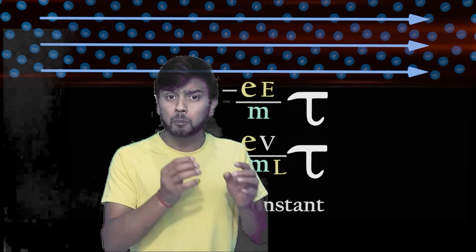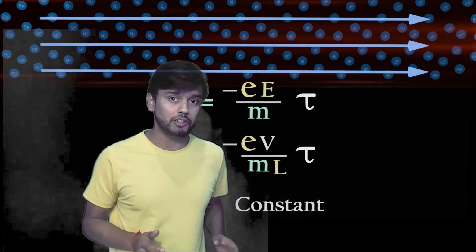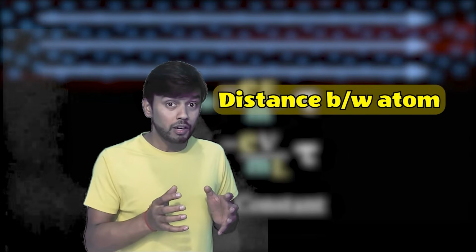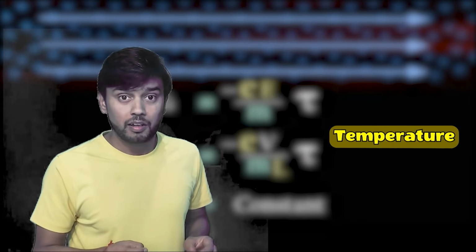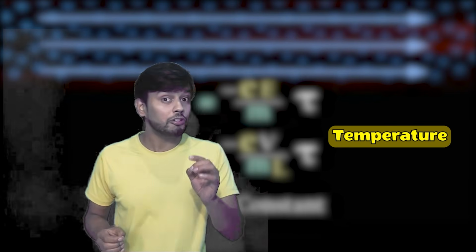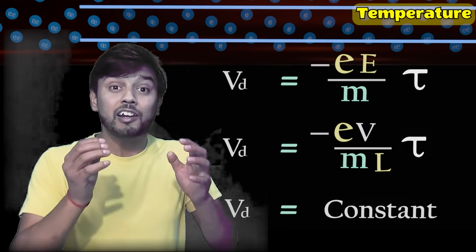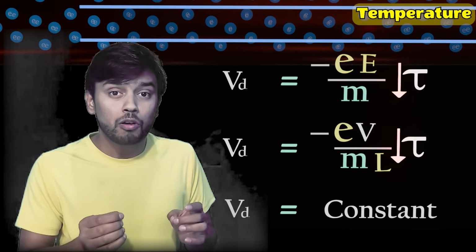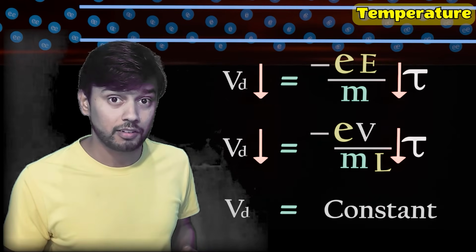Notice how tau appears in both forms of the equation. It is a crucial factor that determines drift velocity. It depends on several factors: the distance between atoms and the size of the atom. But the most important factor is temperature. If temperature increases, thermal velocity also increases, which increases the frequency of collisions, or collisions happen more frequently. Therefore, relaxation time decreases. And according to our formula, if relaxation time decreases, drift velocity also decreases.